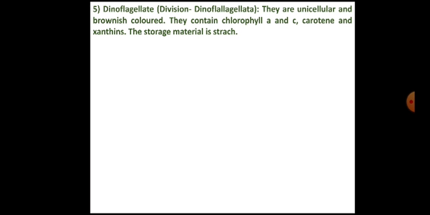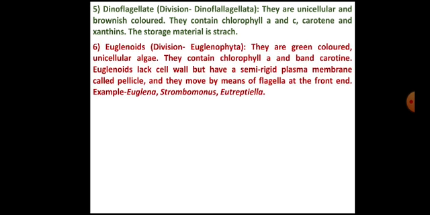Fifth class is dinoflagellates, that is division Dinoflagellata. They are unicellular and brownish colored. They contain chlorophyll C and A. Along with that, they contain carotene and xanthophylls, and the storage material is starch.